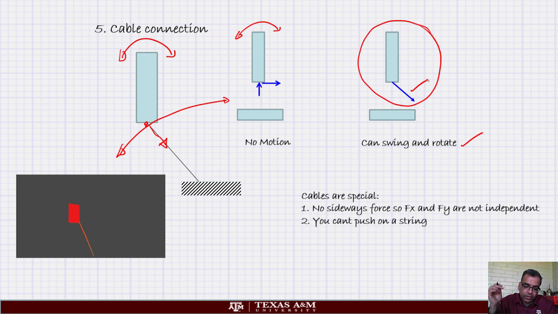Okay, so cables are special because there is no sideways force. So Fx and Fy are related to each other because the net force has to be along the cable. And this has to be always pulling. It can never push because it can never push on a string. So these things have to be remembered for cables.